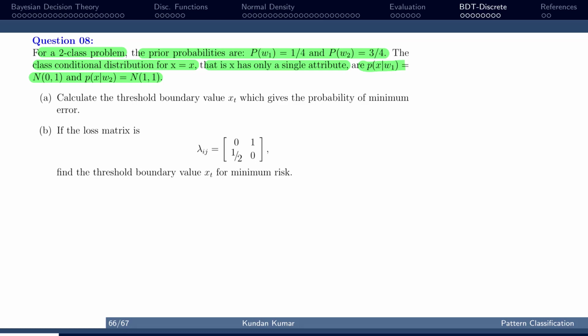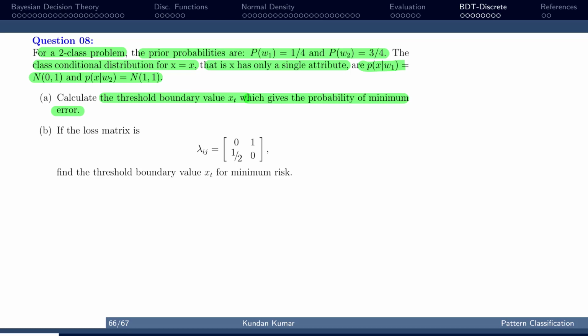Then we need to compute the threshold boundary value xt, that means the equation of the decision boundary, which gives the minimum probability of error. That means we have to apply the Bayes classification rule, and we will compute the decision boundary which will classify the data samples so that the probability of error will be minimum.